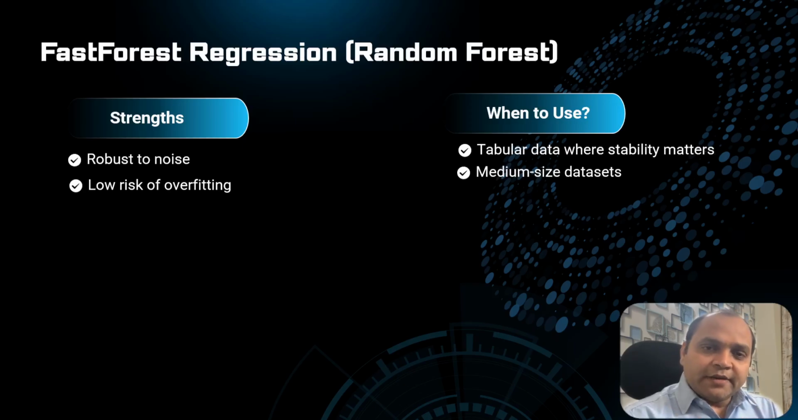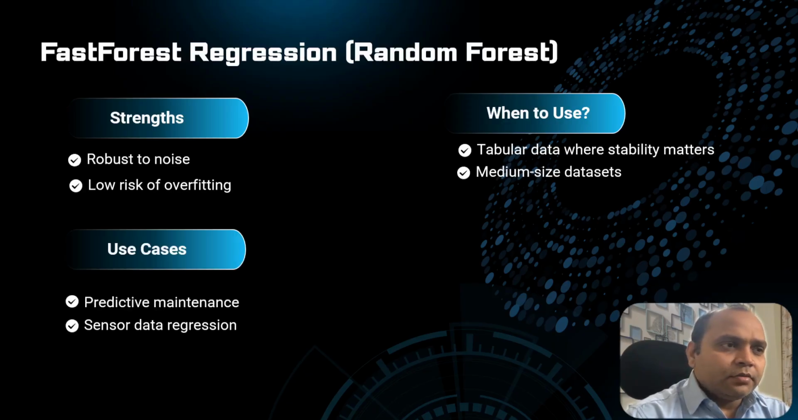When you use this trainer, don't be confused because I am explaining many trainers together, but all those trainers are pretty similar. The implementation of all trainers is quite simple, as we already did the practice for linear regression where we used SDCA and then FastTree. You only need to change the class. When we use this with tabular data where stability matters, if you need stable output, you should go with this medium size data set. It's pretty good to go.